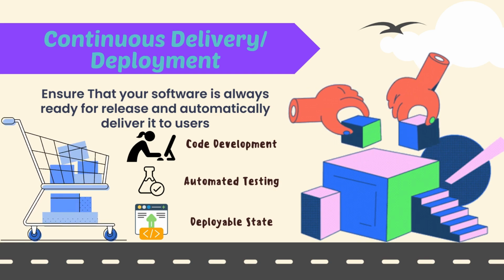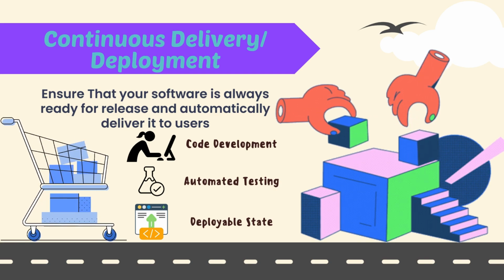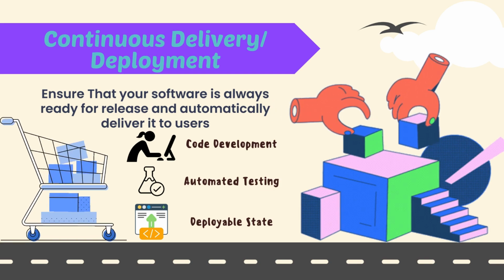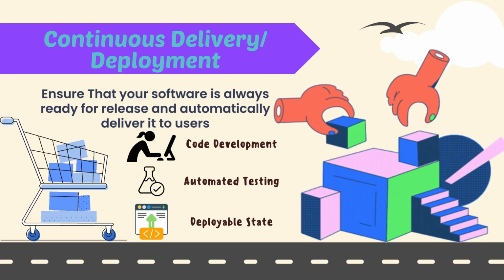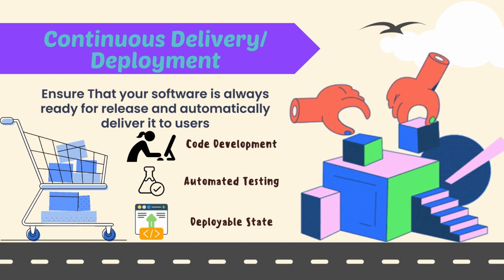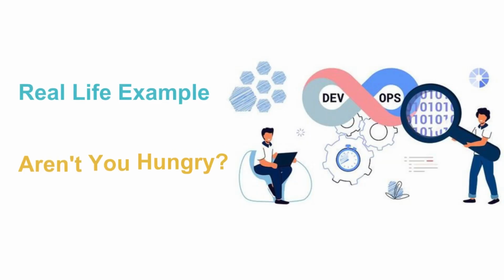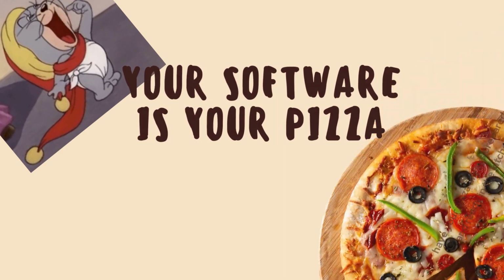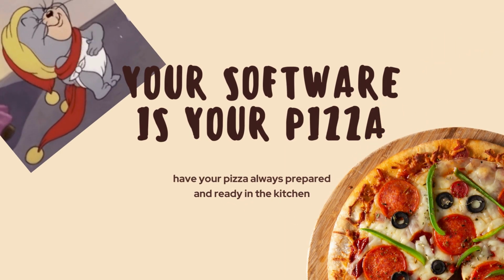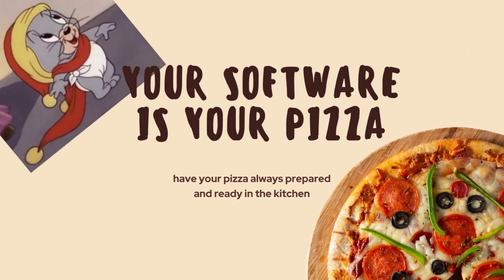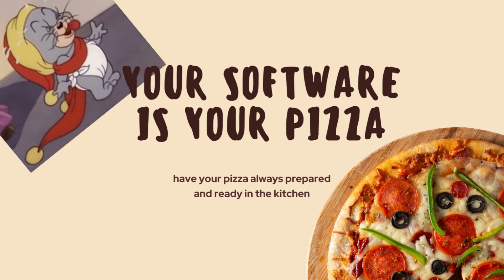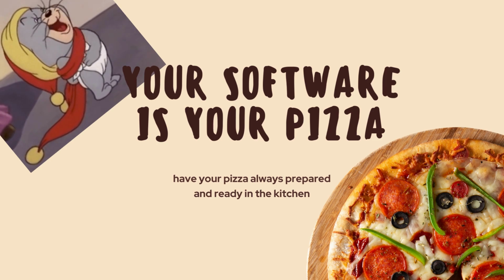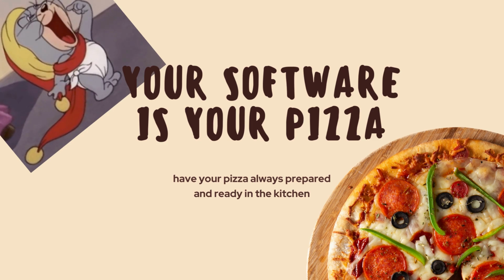Imagine your software is like a pizza. Continuous delivery is like having your pizza always prepared and ready in a kitchen. Adding toppings, code development. You keep adding new tasty toppings to your pizza. Writing code. Each topping is a new feature or improvement. Quality check.